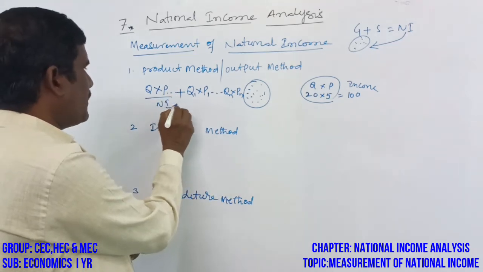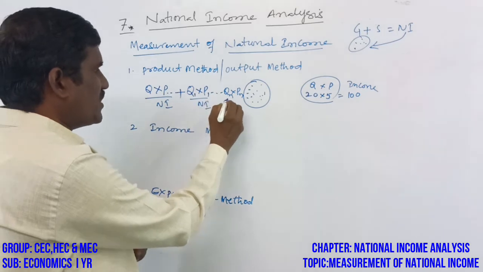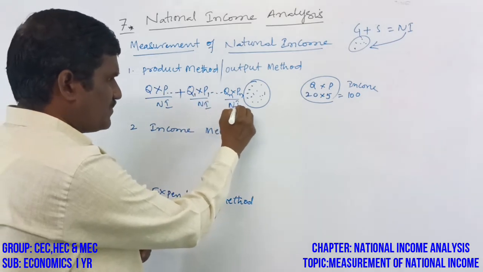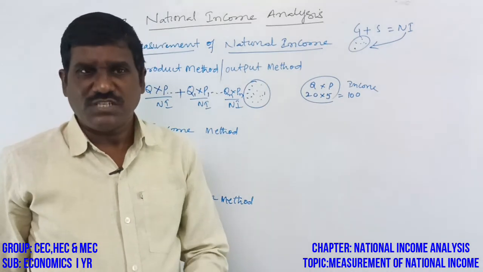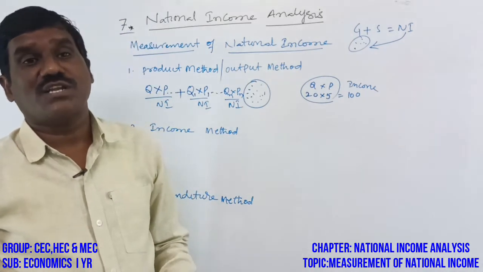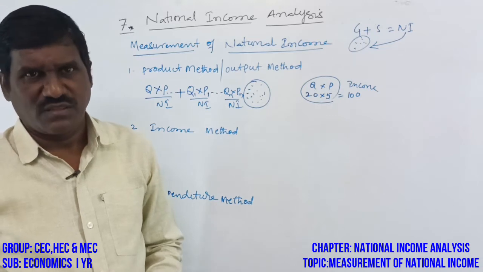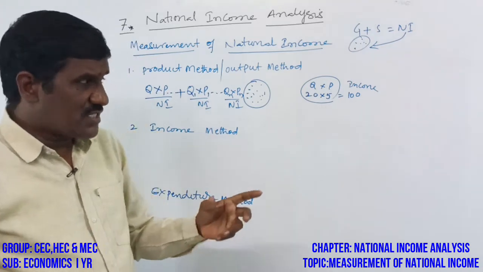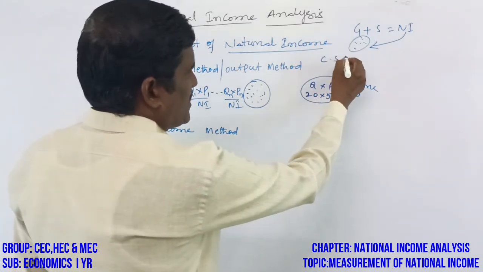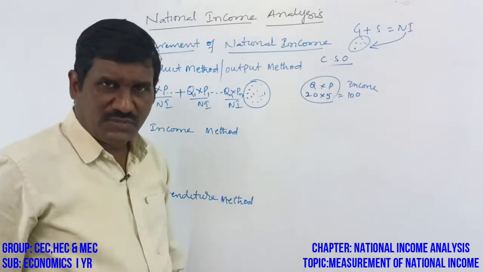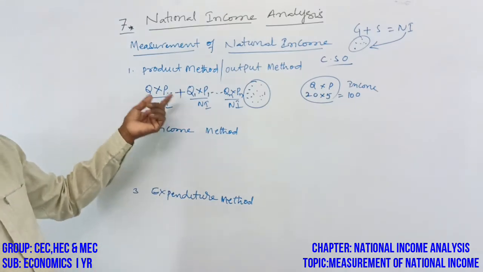So this is the national income, and this is another year's national income. So this is the formula. It is the national income. So this is the first method, which is organized by the Central Statistical Organization. The measuring methods are organized by the Central Statistical Organization, CSO, in India. So this is our first method.